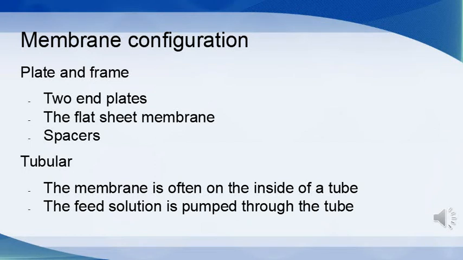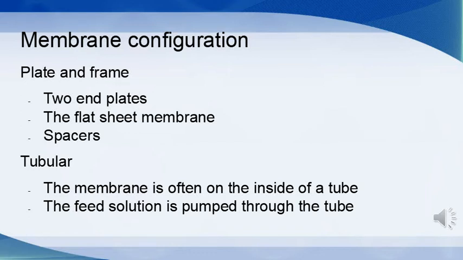Membrane configuration. Membrane configuration has four types, which are plate and frame, tubular, spiral wound, and hollow fiber. First one is plate and frame. It consists of two end plates, a flat sheet membrane, and a spacer.